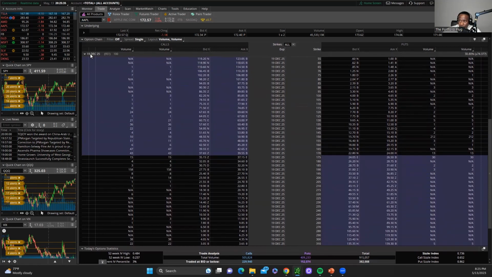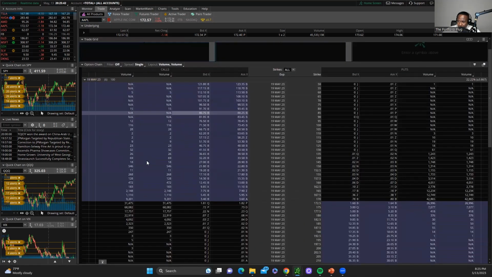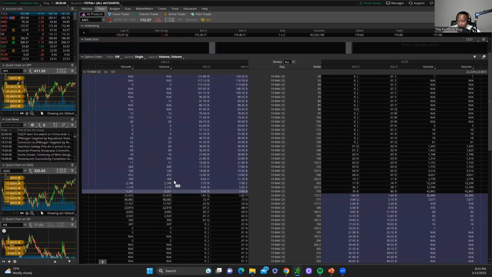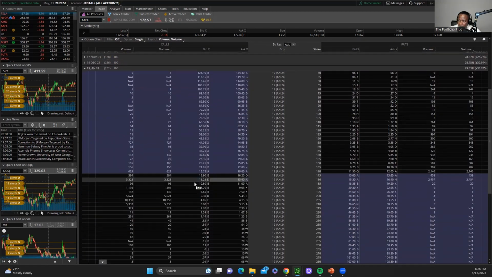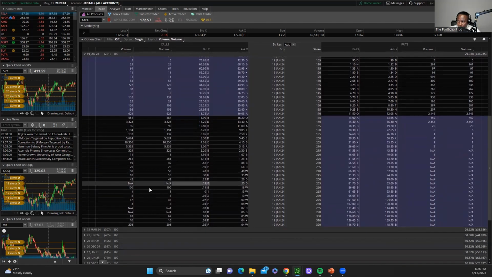This is December 19th, 2025. Barely any volume. And this was May 19th, a lot of volume. That's this upcoming Friday's expiration. Therefore, these are very favorable contracts. Let's go out to January 2024. Less volume here again. And you will also notice the spreads: the further out you go, the lower the volume, the further apart the spreads are.